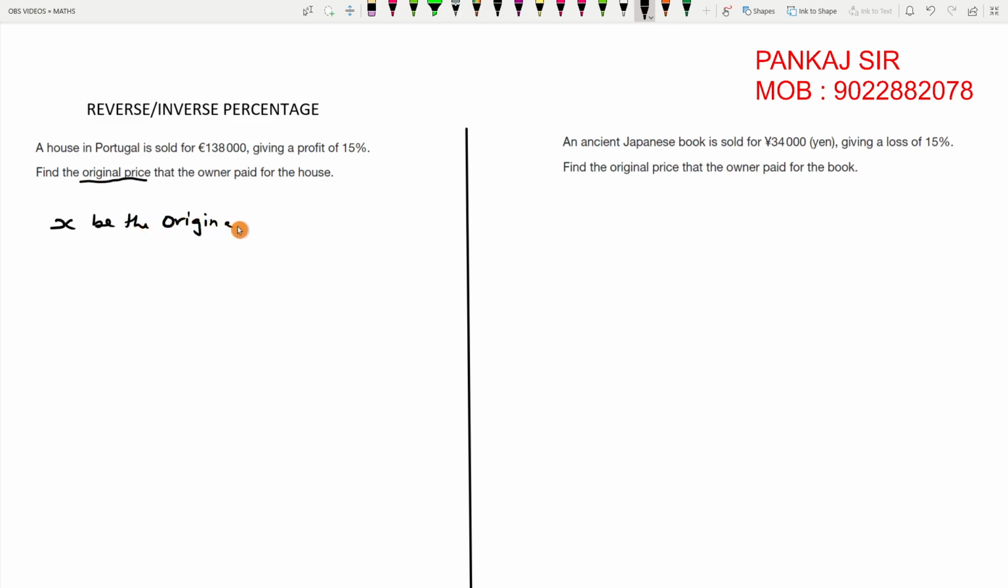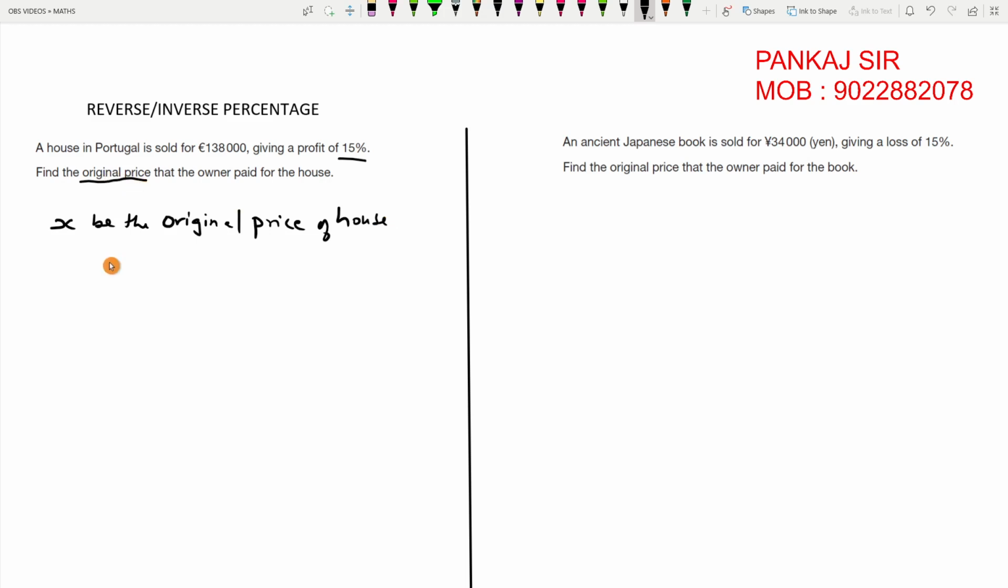Now what happens is, this house, the owner now wants to sell, and he wants to sell it at a profit of 15%, right? And for that he sold this house for 138,000 euros. So that is what the question says. So X be the original price of the house.